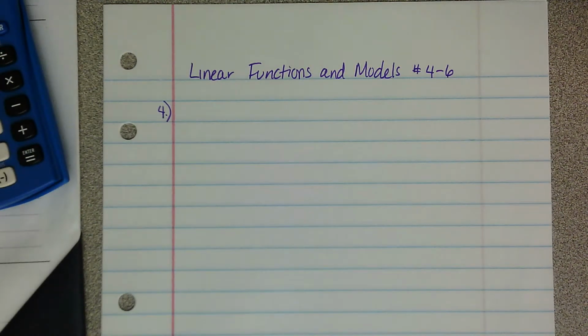Okay, so now we're going over questions 4 through 6 on the linear functions and models page. And number 4 says Maria Correa's new car costs $280 a month for car payments and insurance. She estimates that gas and maintenance cost 15 cents per mile. Express her total monthly cost C as a function of miles during the given month. So she wants to express C.